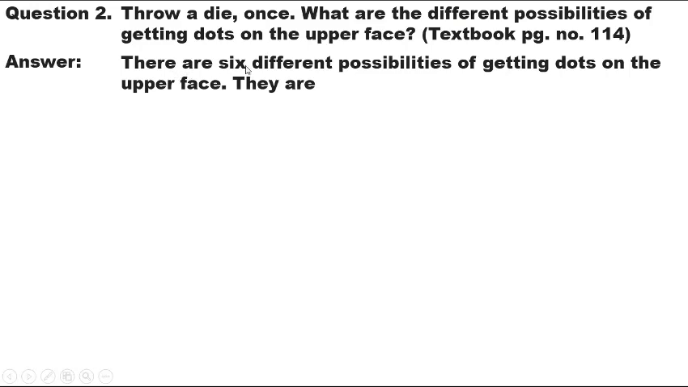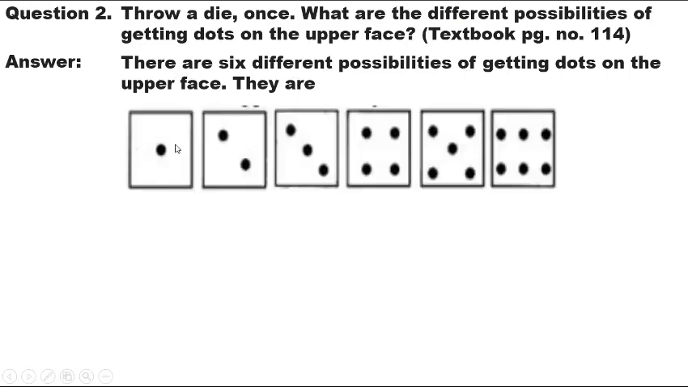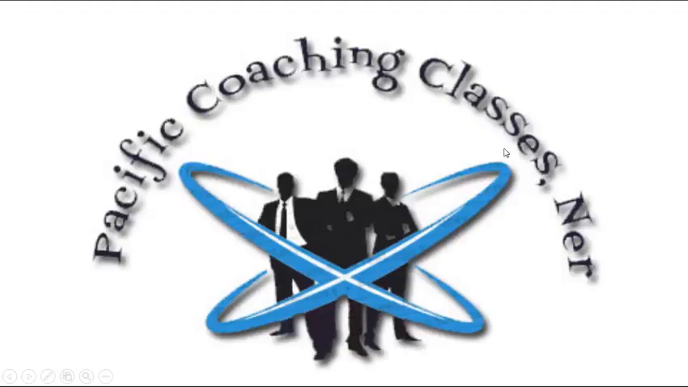Question second, throw a die once. What are the different possibilities of getting dots on the upper face? Answer, there are 6 different possibilities of getting dots on the upper face. They are 1, 2, 3, 4, 5 or 6.